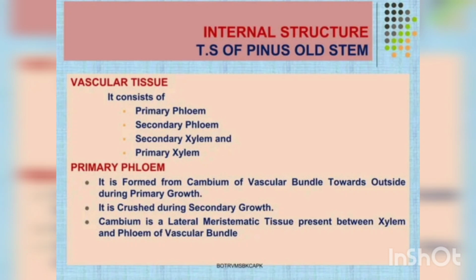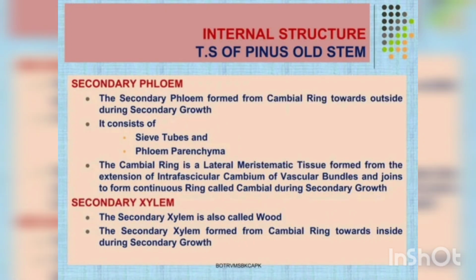Okay, now the next layer will be secondary phloem. Now the secondary phloem is produced by the function of the cambial ring, and it consists of sieve tubes and phloem parenchyma, just as the primary phloem. This is also due to the cambial ring, which has the lateral meristematic activity, and is responsible for the production of secondary phloem and secondary xylem by forming a continuous ring of vascular bundle.